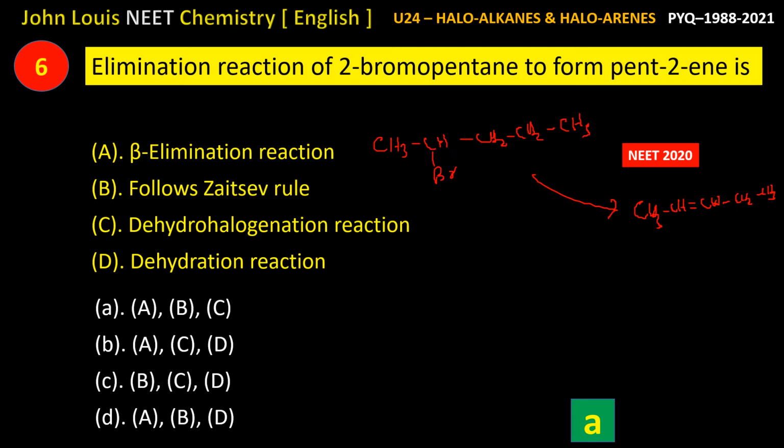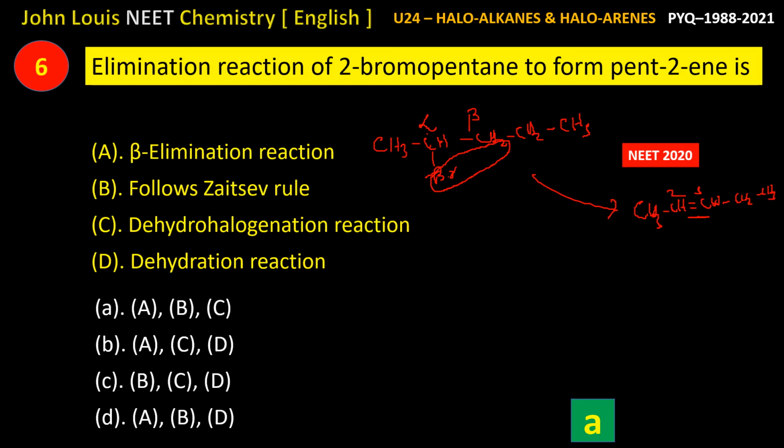What is the first thing they are given? Beta elimination reaction. Yes, of course it is a beta elimination reaction. So the double bond is formed here between the second carbon and third carbon. So this is alpha. Bromine is bonded to this carbon. This is alpha. The neighboring carbon is beta. So from here one HBr is eliminated.